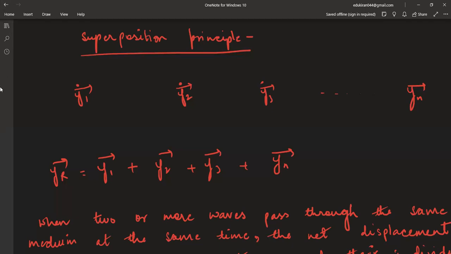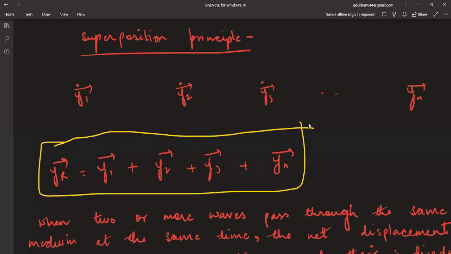If I want to calculate the displacement of so many waves, what will I do? I'll just add all these waves vectorially. The point that you have to remember is that this is not algebraic addition, like 1 plus 1 plus 1 plus 1. These are all vector additions because we know displacement is a vector quantity.